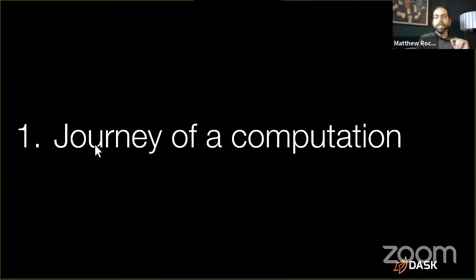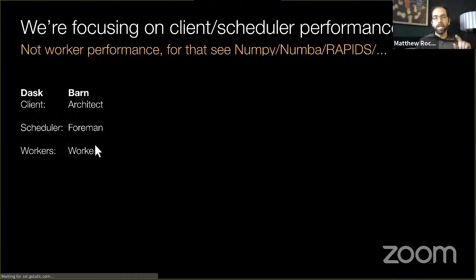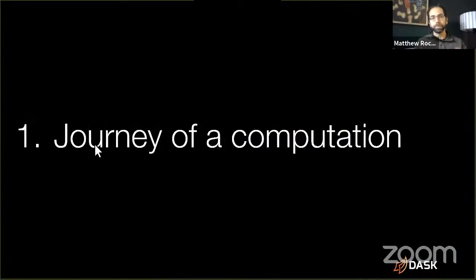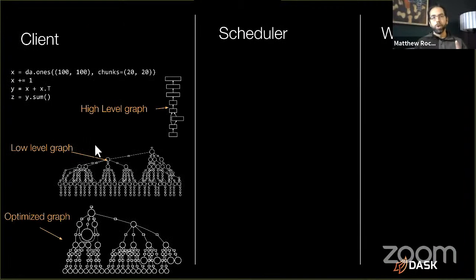So let's think about that journey of the plans from the architect over to the scheduler, the foreman, and then into all the workers as they actually start to do things. So that's going to be in 3 different phases, and we'll see the sort of 3 different roles that we have inside of Dask clusters: clients, schedulers, and workers.